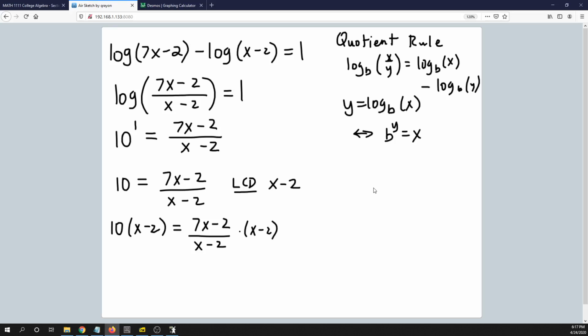All right. And that's what I'm going to get. Okay, and so then over here on the left side, I can go ahead and distribute that 10 through the parentheses and get 10x minus 20. Over here on the right-hand side, that x minus 2 will cancel each other out, and I'll just get 7x minus 2 over here.